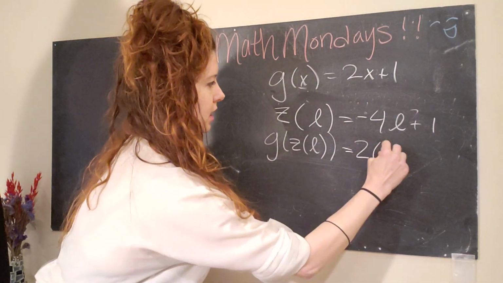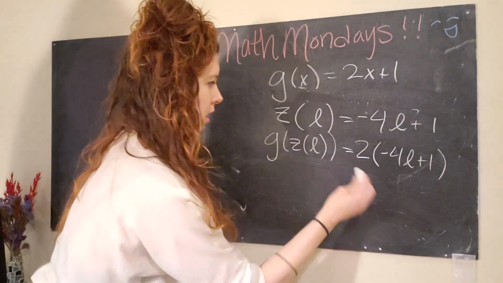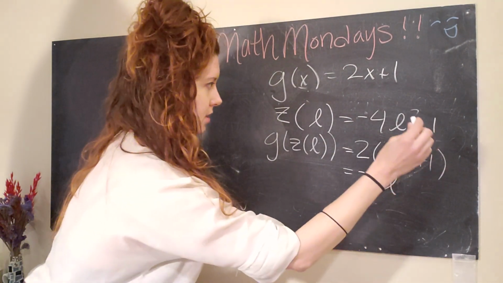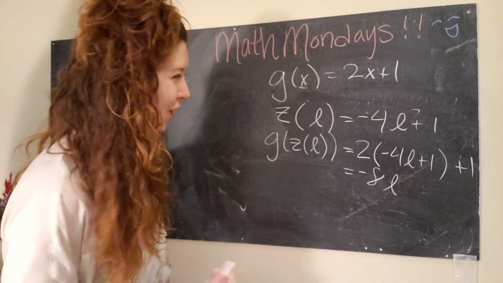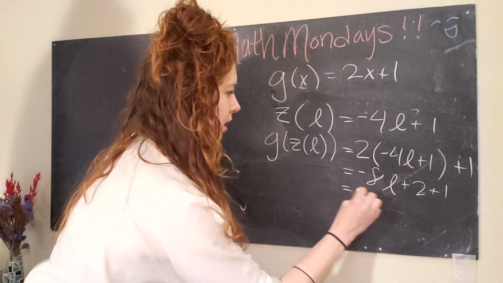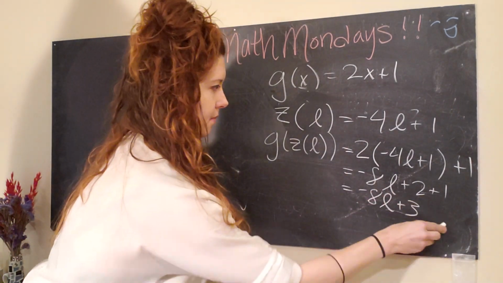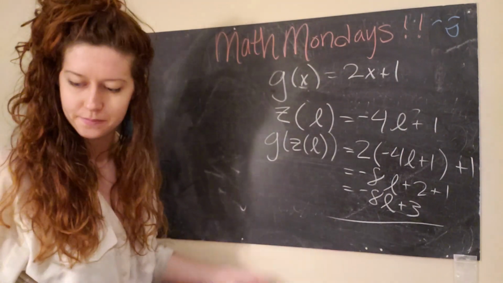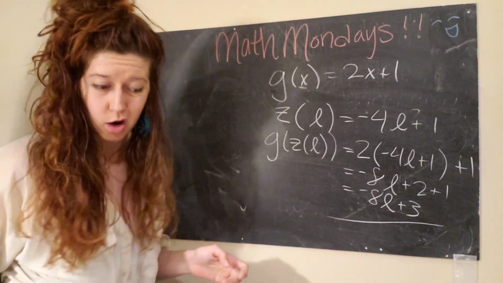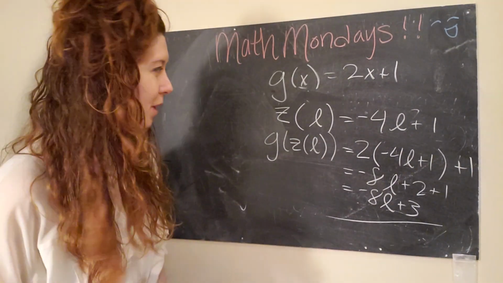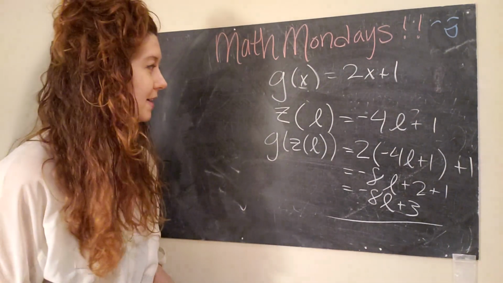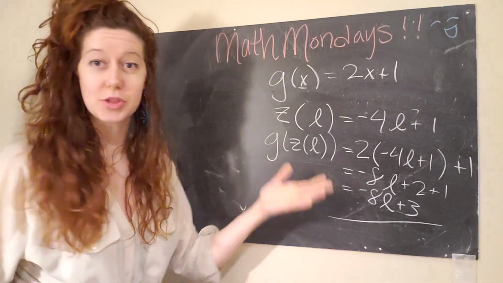So I have 2 times -4L plus 1 equals -8, whoopsies, plus 1. Hopefully you caught that, viewer. So we have -8L plus 2 plus 1, -8L plus 3. Ta-da! That's it. So it's totally fine if our variable name changes. We don't have to stick with x if we don't want to. You can be creative and pick whatever letter you want. Or if you really want to do the pear apple or make up your own fruit, you can do that too.